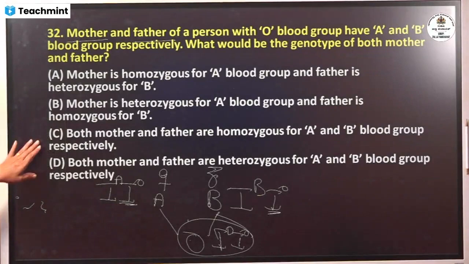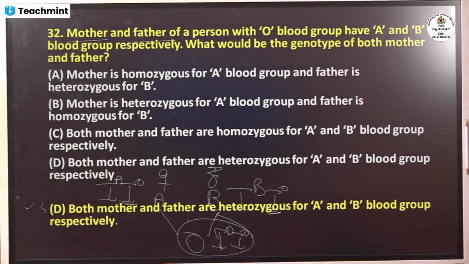Clear? So here, which is the right answer? Both mother and father are heterozygous for A and B blood group respectively. So the option is D. Option is D. Clear?